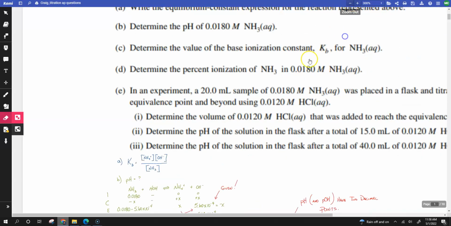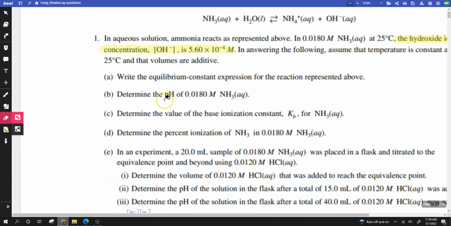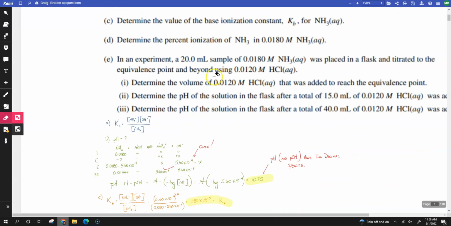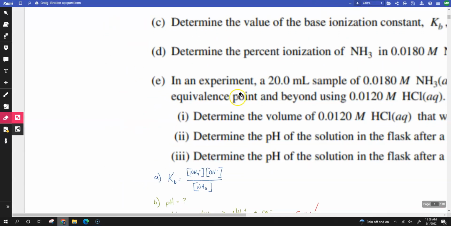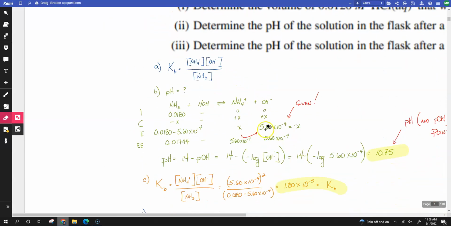All right. Part B says determine the pH of the 0.018 molar concentration of the ammonia. Well, the great news is they told us the concentration of the hydroxide ion. So find out what the pOH is and then find the pH. So that's what I did over here. Again, I did a lot more extra work than what was needed, but I wanted to show you how I arrived at this. So this is part B, not necessary for you to show all of this work.